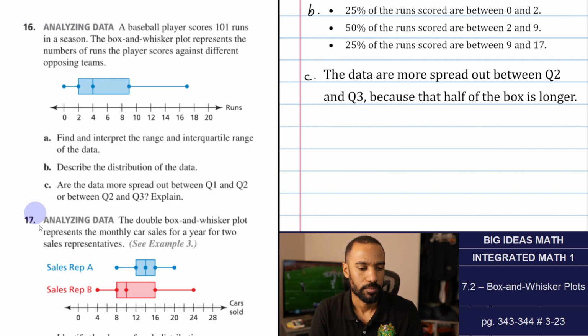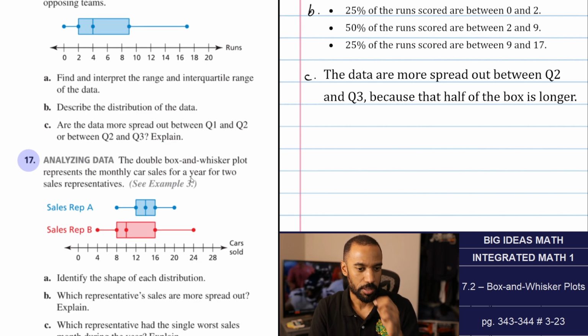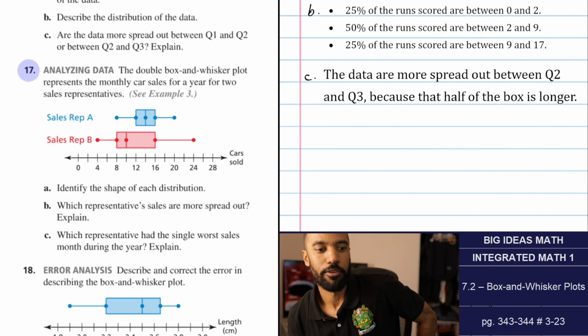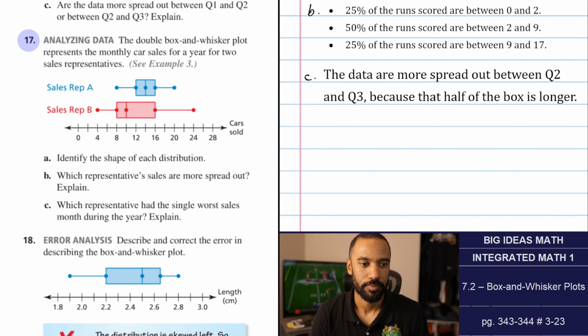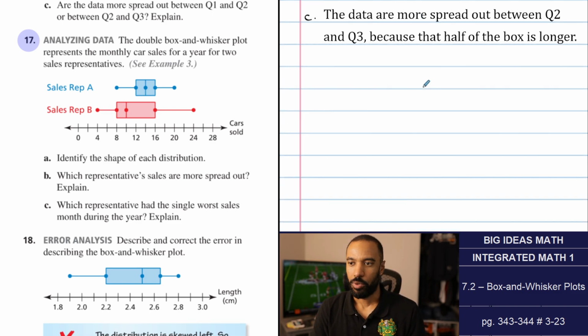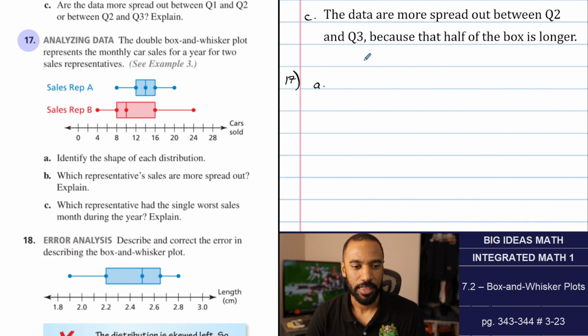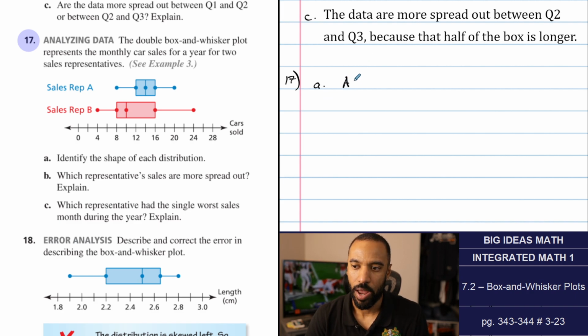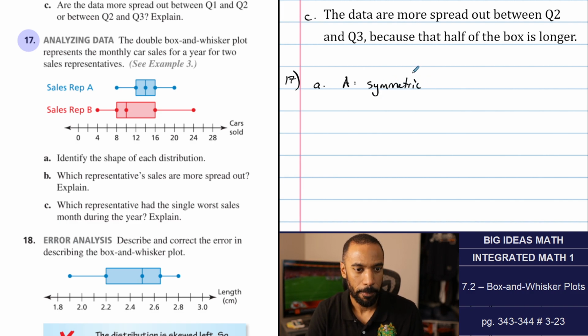Number 17. The double box and whisker plot represents the monthly car sales for a year for 2 sales representatives. Again, I'm not going to redraw them. We'll keep them where they are. Let's go to part A. Identify the shape of each distribution. For sales rep A, I'm going to call that very symmetric. It is a symmetric distribution, very even spread of your values, and even distance of the spread of your values here.